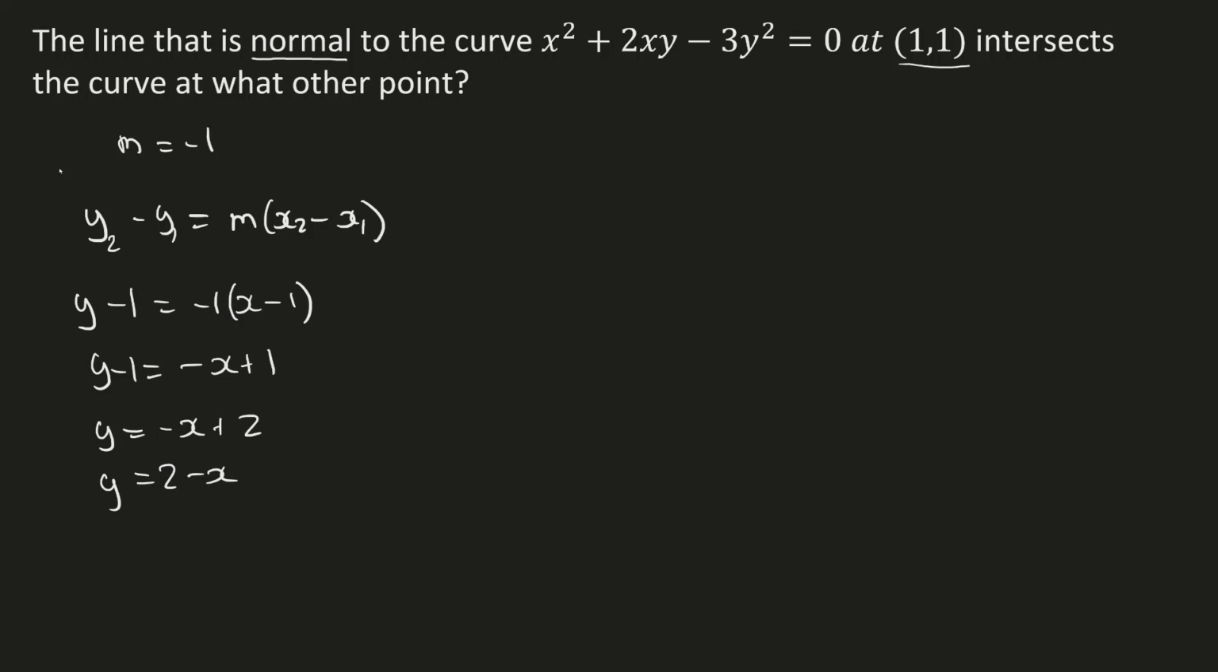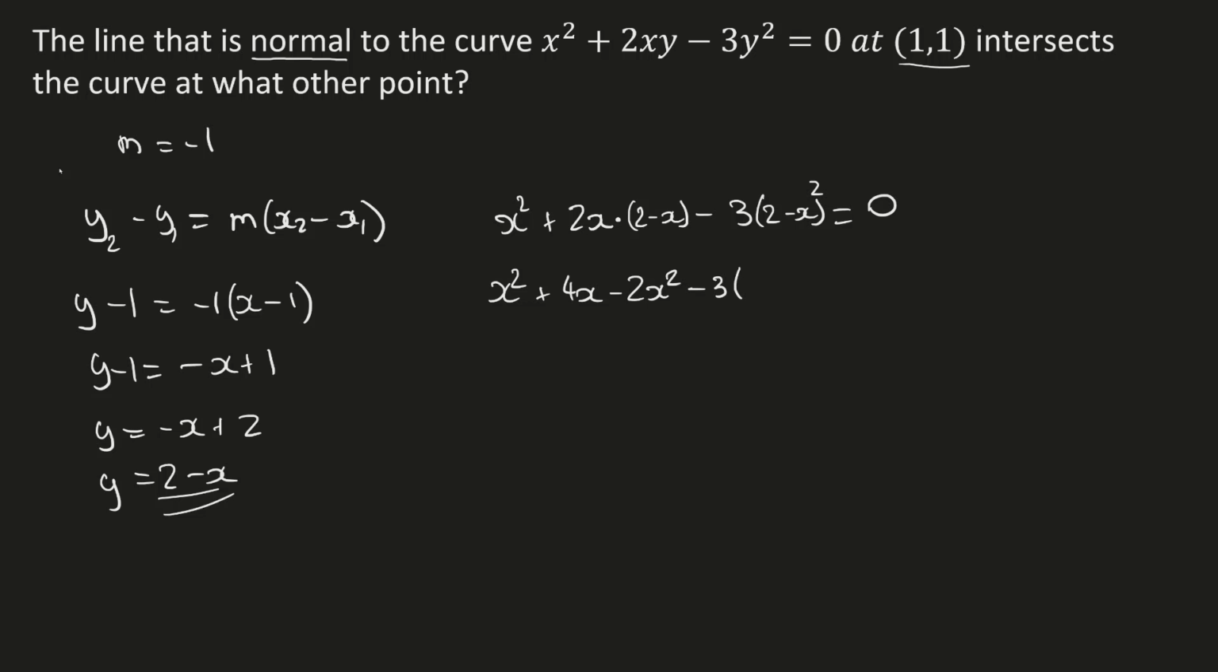So to find the point of intersection, we must match the equation of the normal and the equation of the curve. So what we do is put the equation of the curve, x squared plus 2x. We can replace the y with what we have here, 2 minus x. So times (2 minus x) minus 3, and replace the y once again with (2 minus x) whole squared equals 0. So x squared plus 4x minus 2x squared minus 3.